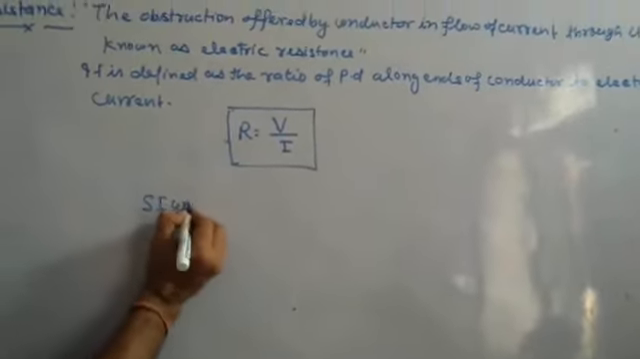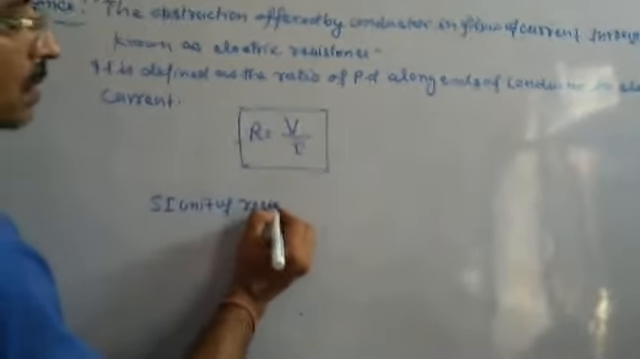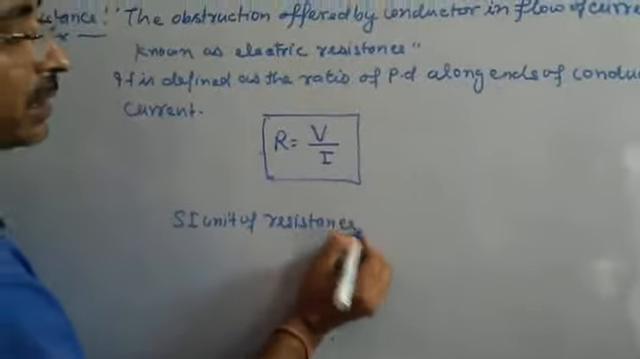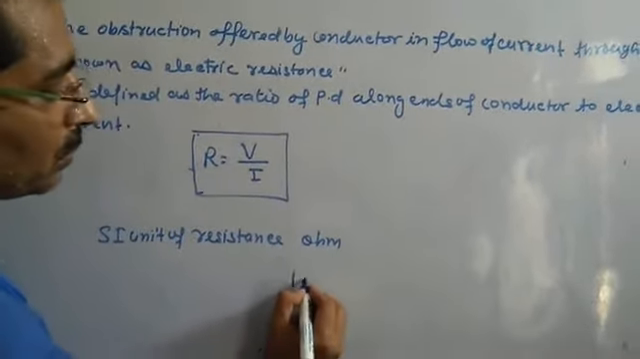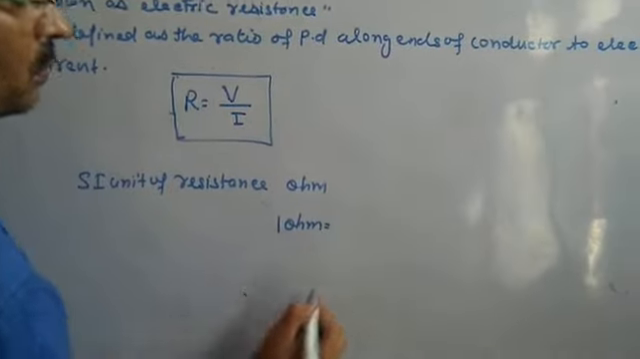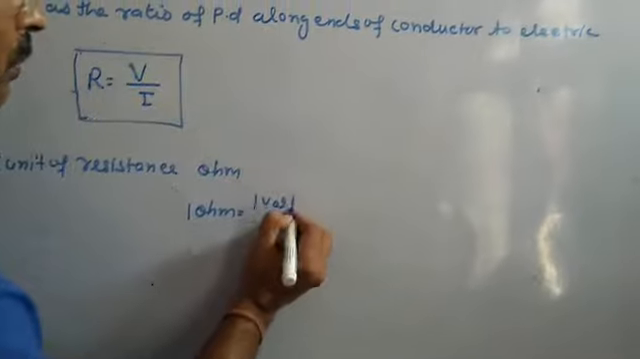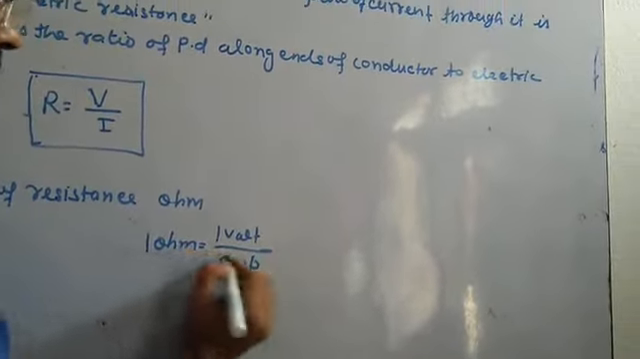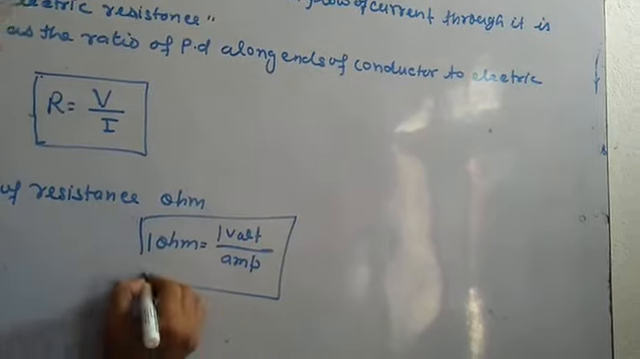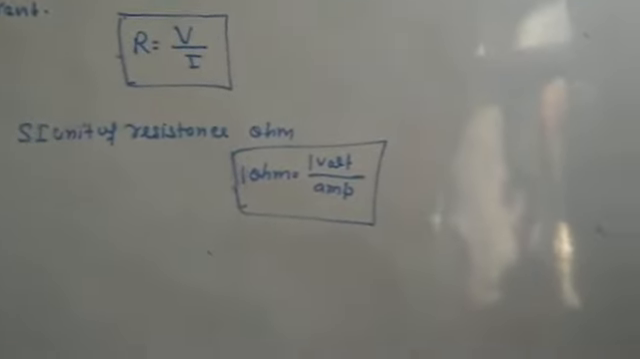SI unit of resistance, meaning electric resistance, is ohm. 1 ohm equal to 1 volt upon 1 ampere. Microampere, milliampere, microohm and milliohm are also used.